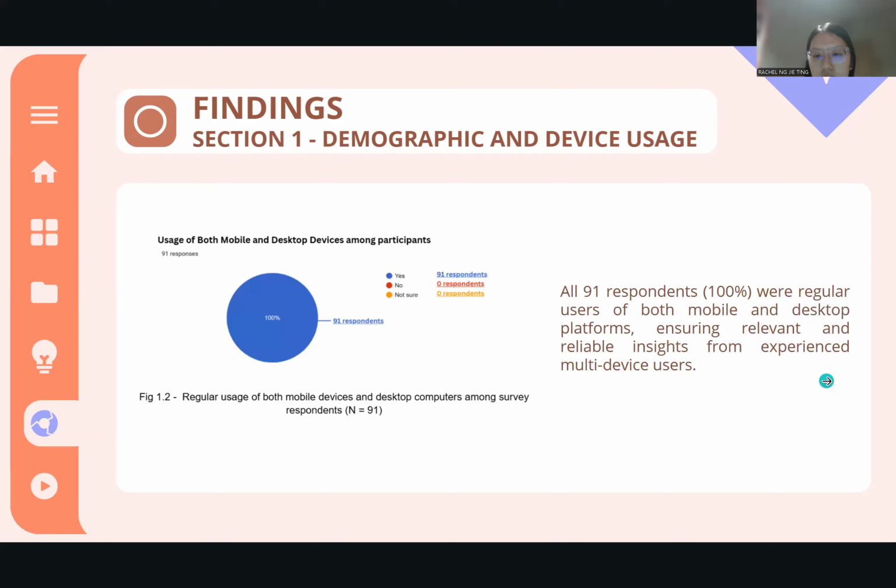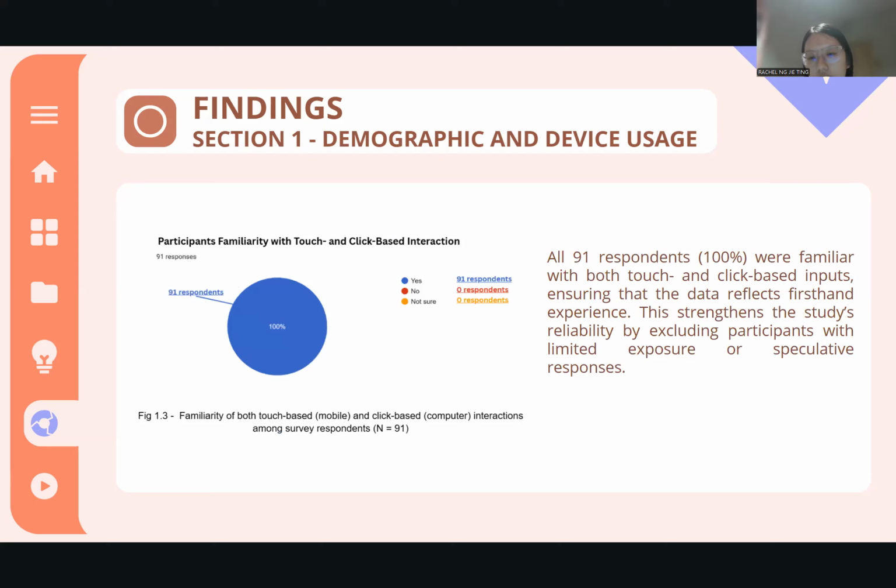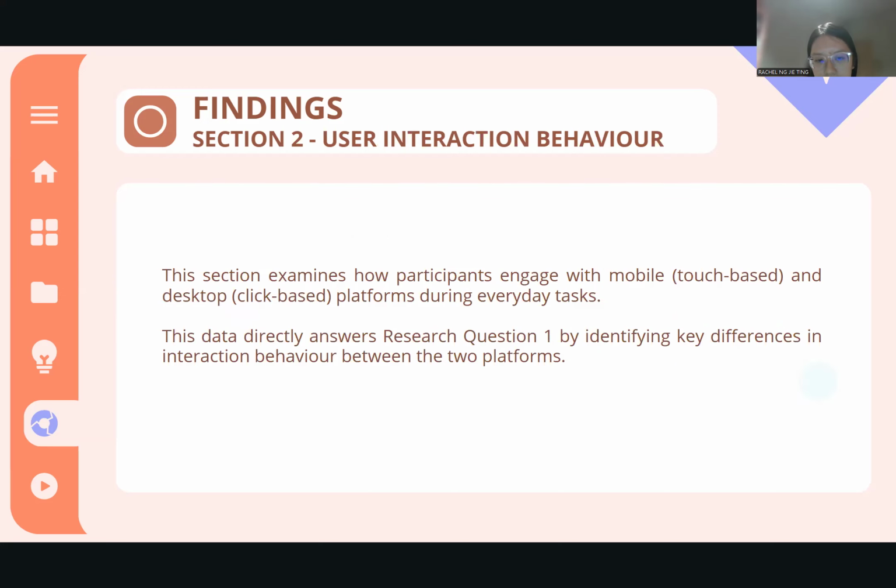All 91 respondents were regular users of both mobile and desktop platforms. And all 91 respondents were familiar with both touch and click-based input, ensuring that the data reflects first-hand experience. This strengthens the study's reliability by excluding participants with limited exposure or speculative responses.